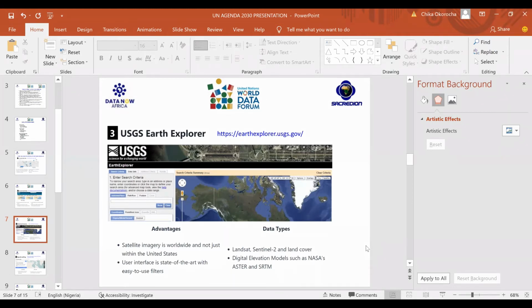Digital elevation models can also be accessed from this platform. SRTM data, the ASTER data. These are digital terrain models you can use and carry out various irrigation analysis, feasibility study to understand the terrain in an area you are interested in where agricultural activity is ongoing, or an area where they have interest in carrying out irrigation farming. So this is another platform where you can go and download such data.